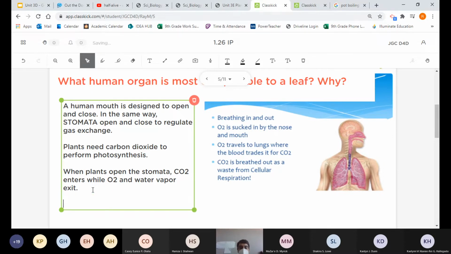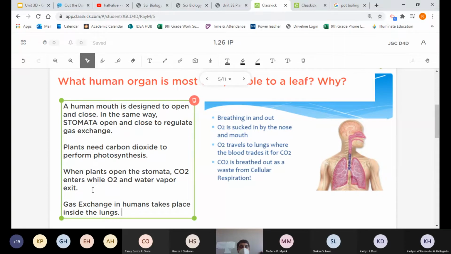So all this gas exchange talk, gas exchange in humans takes place inside the lungs. So see the connection we're making here? We're talking about the respiratory system.